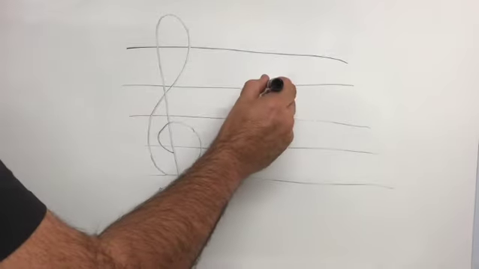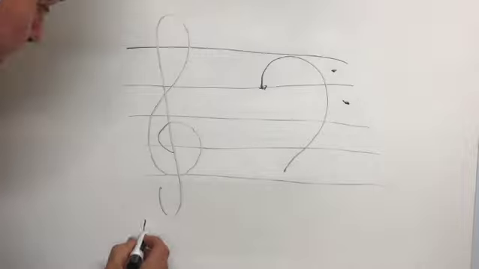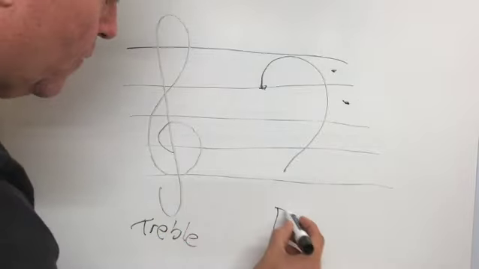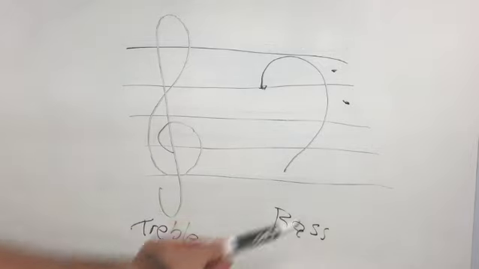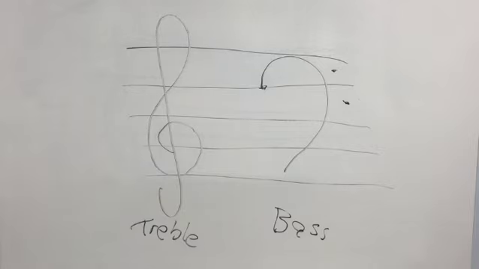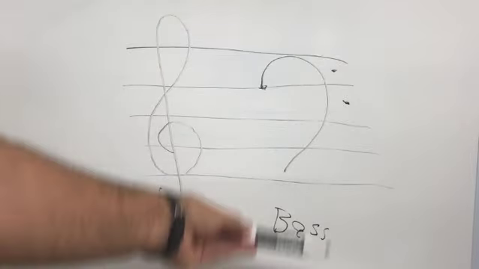The other sign that we use is called a bass clef. So we have the treble clef and we have the bass. The treble clef indicates the notes that are being used in the higher parts of music. The bass clef indicates notes that are written down in the lower part. Treble clef, bass clef. Treble for higher, bass for lower.